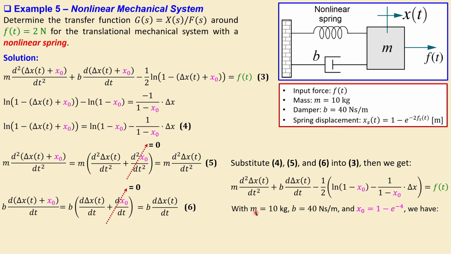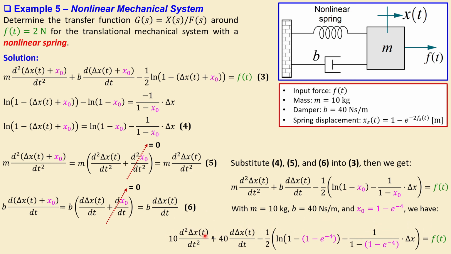And if I now also use the value of the mass and also for the damper coefficient, we have the following. 10 times the second derivative of delta x plus 40 times the first derivative of delta x minus half ln. And that's also the reason why I took the exact value. Now you can see 1 minus 1 and also minus, so plus e to the power minus 4. And exact same also here. And that will be giving me exact results.